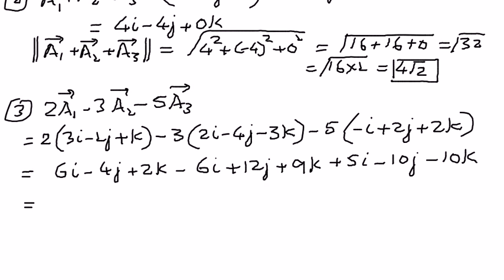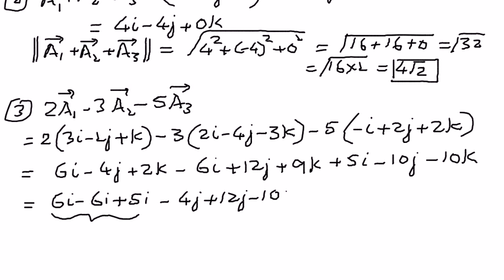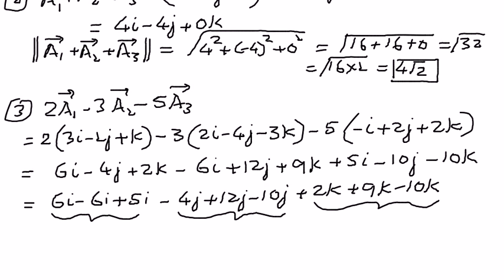What we have here is 6i minus 6i plus 5i, these are all the i terms together. Then minus 4j plus 12j minus 10j, these are all the j terms. And then we have plus 2k plus 9k minus 10k, these are all the k terms. So when we simplify them, this is going to simplify as follows. The 6i cancels out, leaving us with just 5i.